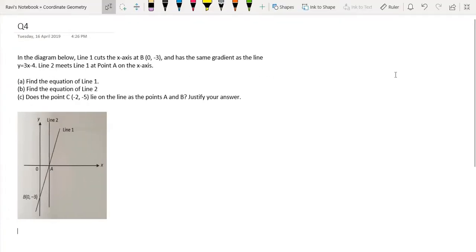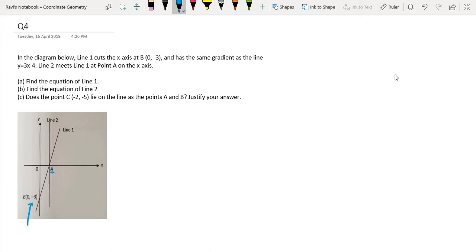In this question, we are given these two lines on the xy plane, and we are told that line 1 cuts the x-axis at B, which is here, (0, -3), and has the same gradient as the line y equals 3x minus 4. Line 2 meets line 1 at point A over here, on the x-axis.